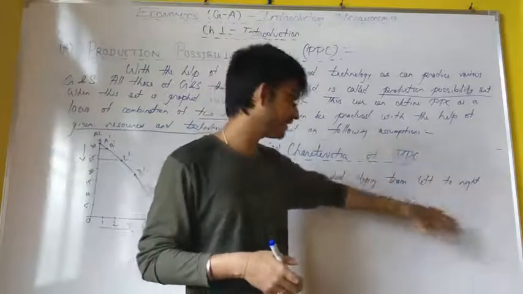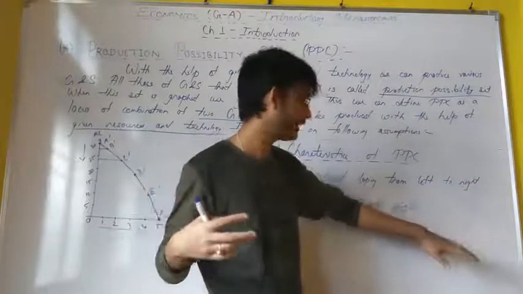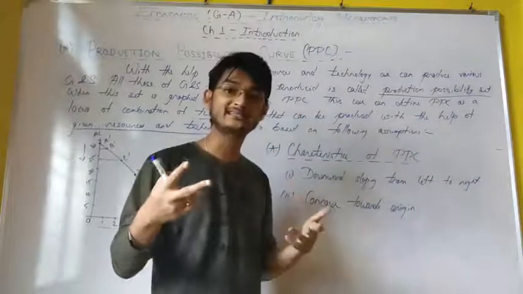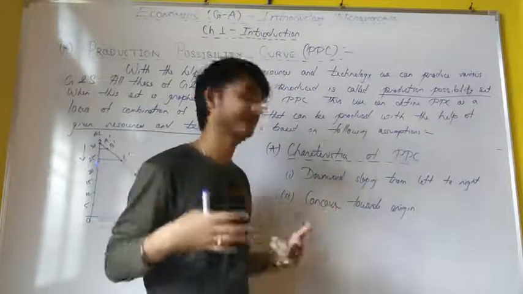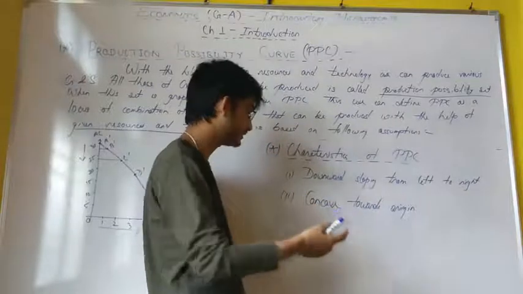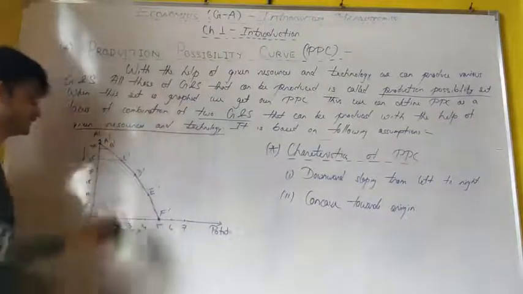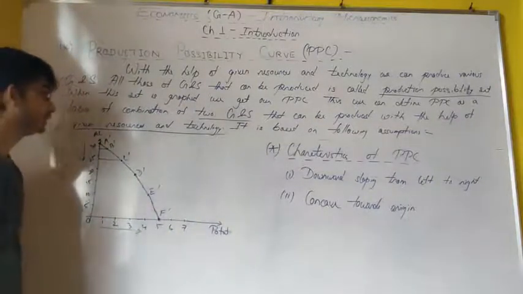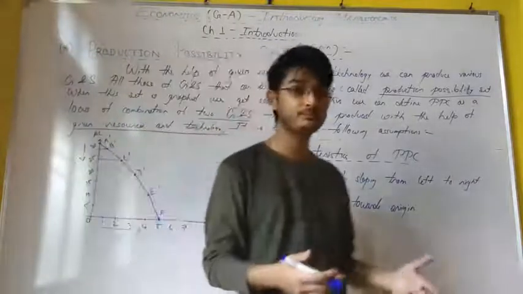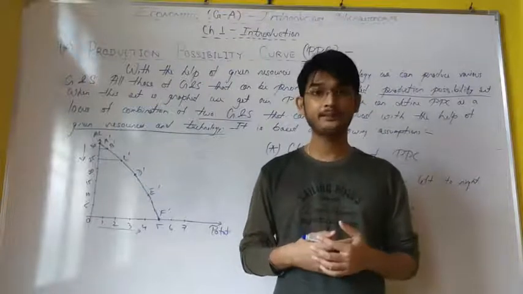And you will find that in the first example, MOC was increasing: 1, 2, 3, 4, then 5. In the second example, it is increasing 2, 4, 6, 8, and then 10. So MOC is constantly increasing. And due to this increase in MOC, the PPC is concave towards origin. So this is the full production possibility concept.